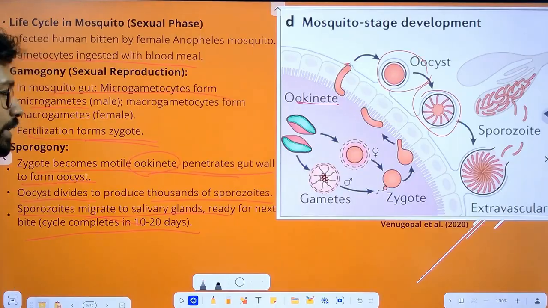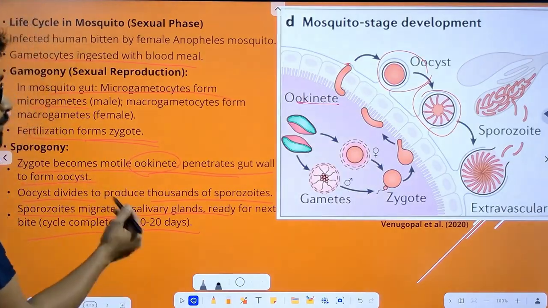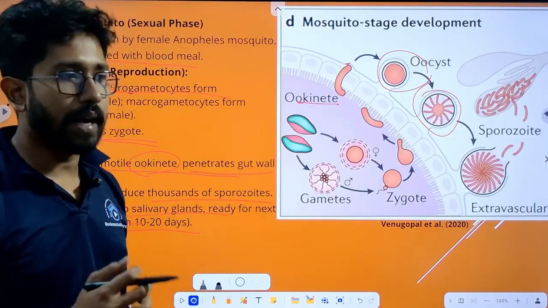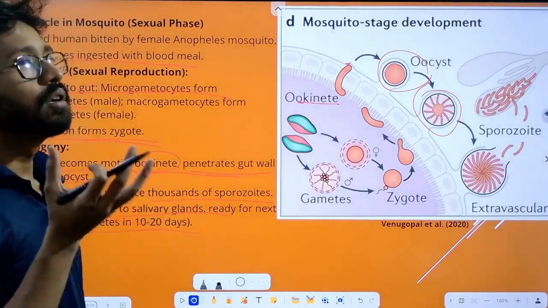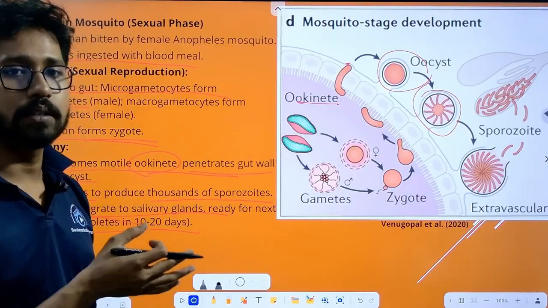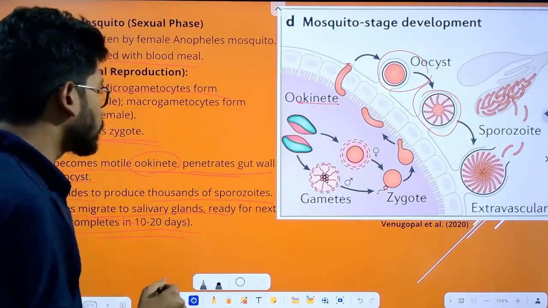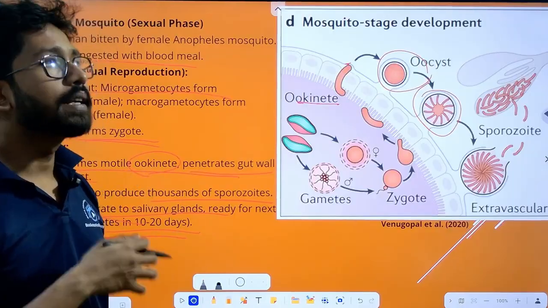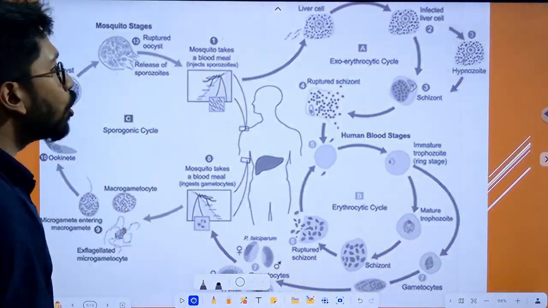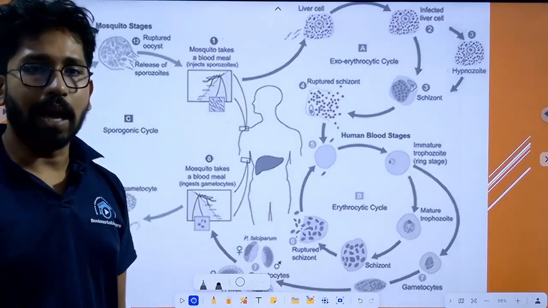This life cycle happens in 10 to 20 days. This is important information you have to remember, because sometimes they ask in multiple choice questions how much time the sporozoites need to mature and stay in the Anopheles salivary gland. These kinds of questions they sometimes ask. See, this is the whole structure of the life cycle of Plasmodium.